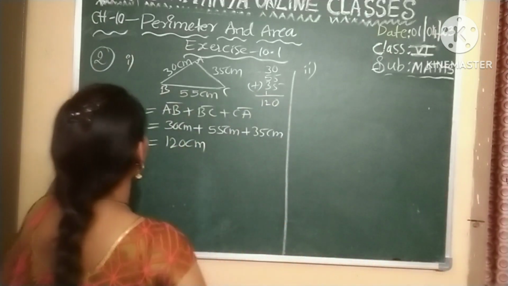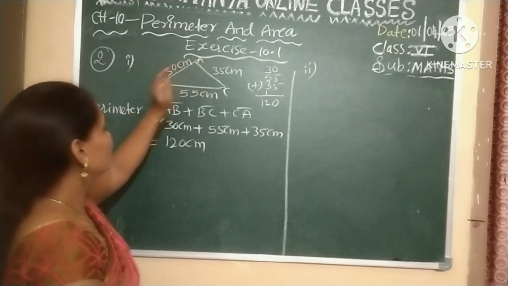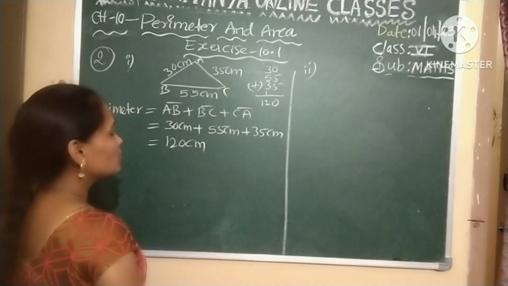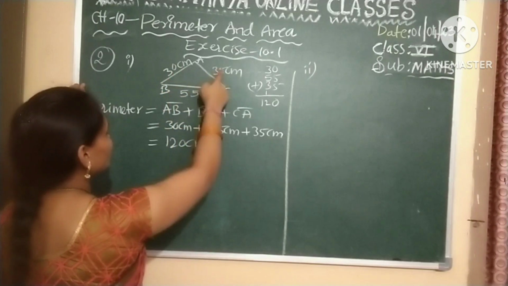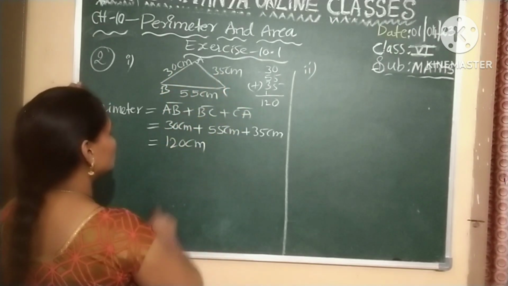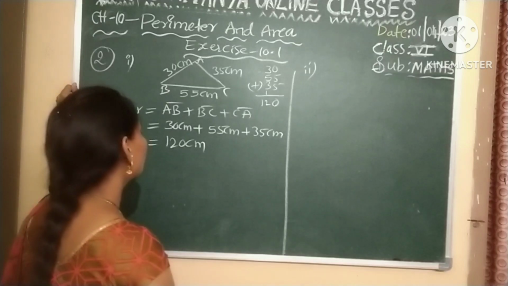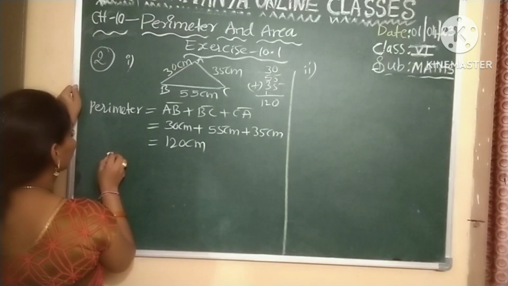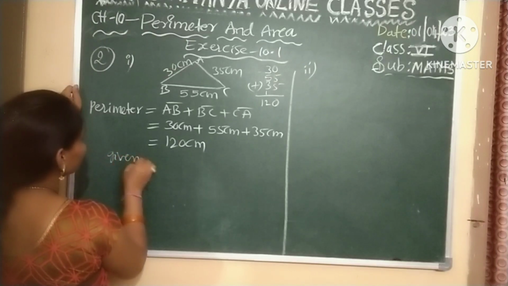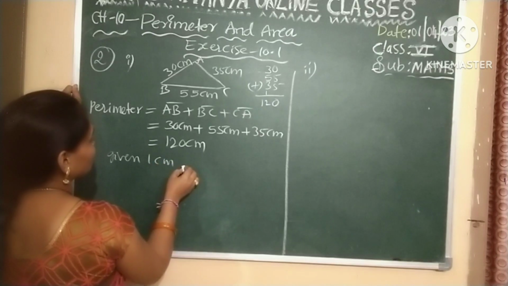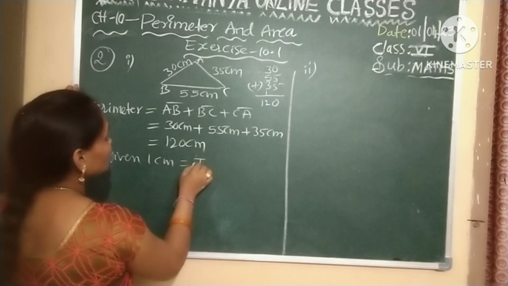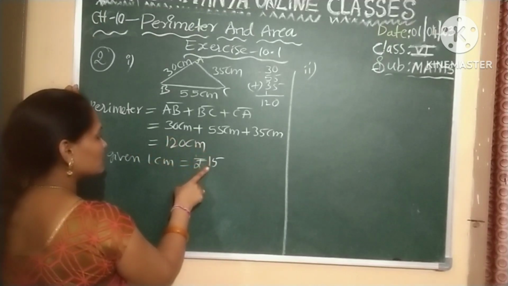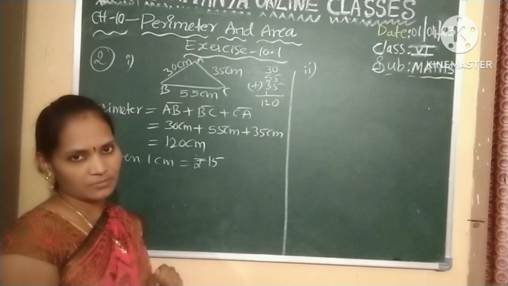Here the first figure is a triangle. First we should find the perimeter of the triangle: AB plus BC plus CA, that is the formula. Whatever sides are given, I wrote them and did the sum also, so we got 120 centimeters as the perimeter of the triangle. Now given in the question, the cost of 1 centimeter is rupees 15. If the cost of 1 centimeter is 15 rupees, what about the cost of 120 centimeters?